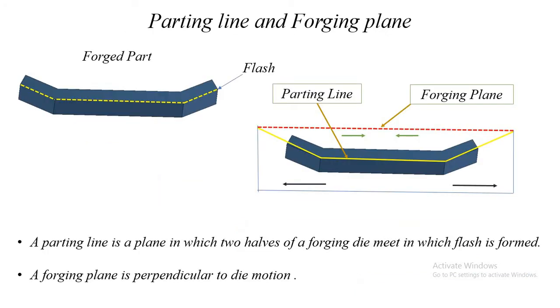Parting line and forging plane. A parting line is a line in which two halves of the forging die meet in which flash is formed. If the parting line is broken, it results in unbalanced forging forces in both halves. Thin sections and ribs should be avoided in forged components.